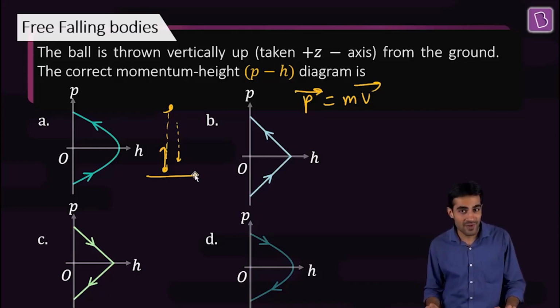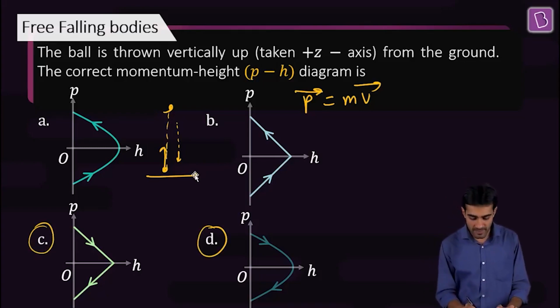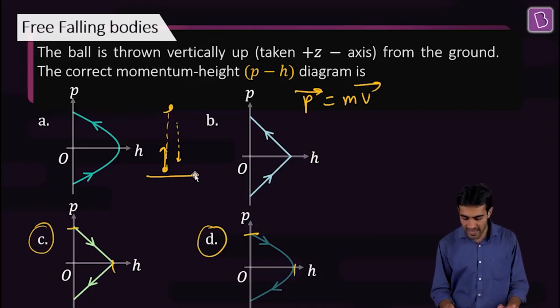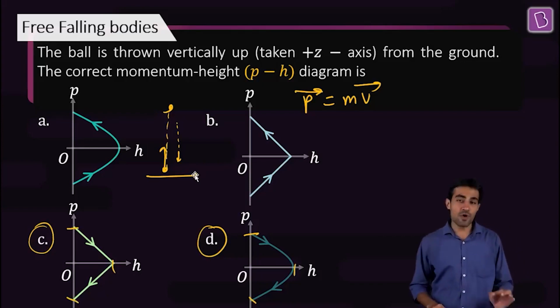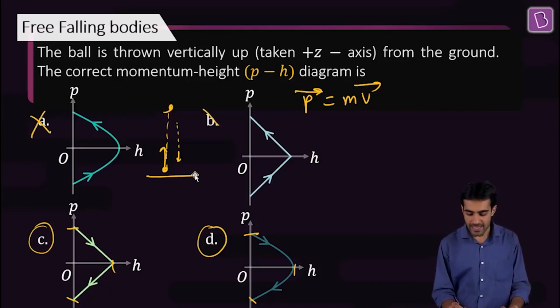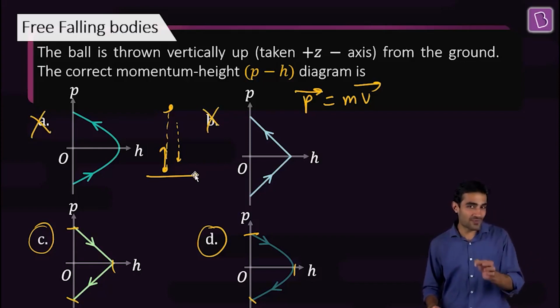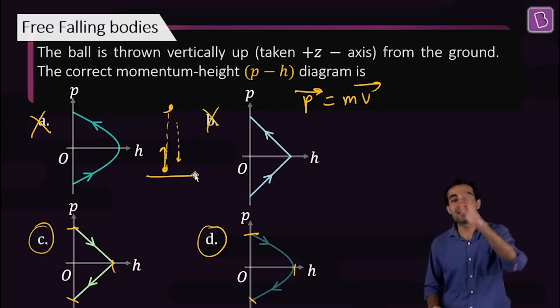Let's check the graph. Which graphs show it? We can see only graph C and graph D show it. The momentum is initially positive, then it becomes zero, and then it becomes negative. Right. Now, which of these graphs is the correct one? We have eliminated A and B. Half of the job is done. Now, to get the other half right, we can get the exact equation between momentum and displacement.